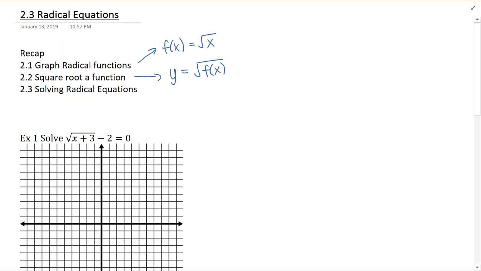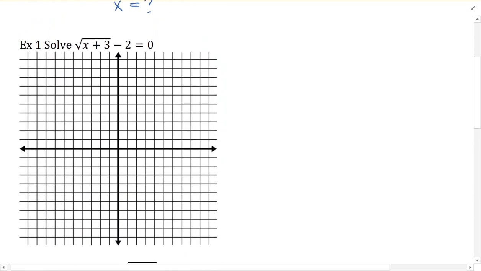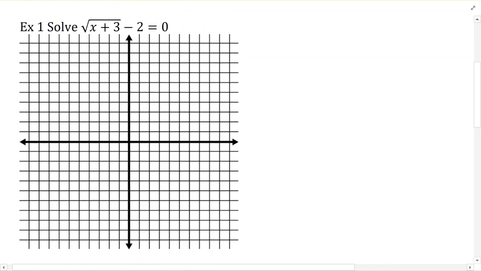So unlike 2.1 and 2.2, where we have some unknown input and unknown output, now we're looking at equations. And when you break down the word equations, there's an equal sign, okay? So in equations, there's always going to be some variable, and you will actually find a number value. So you will need to solve the equation for some variable. So let's look at some examples here. Let's look at this first one. Solve root x plus 3 minus 2 equals 0.